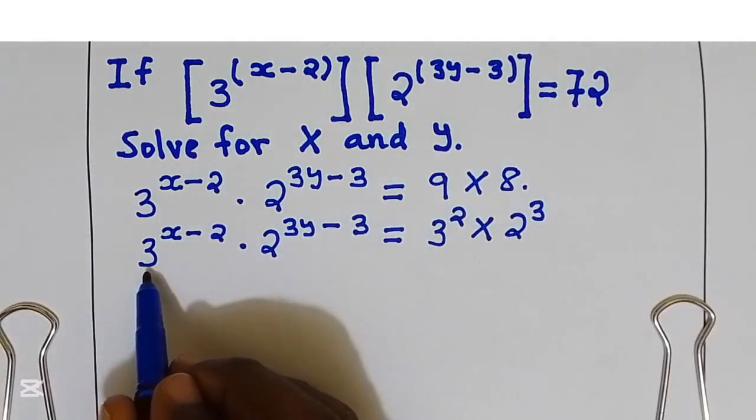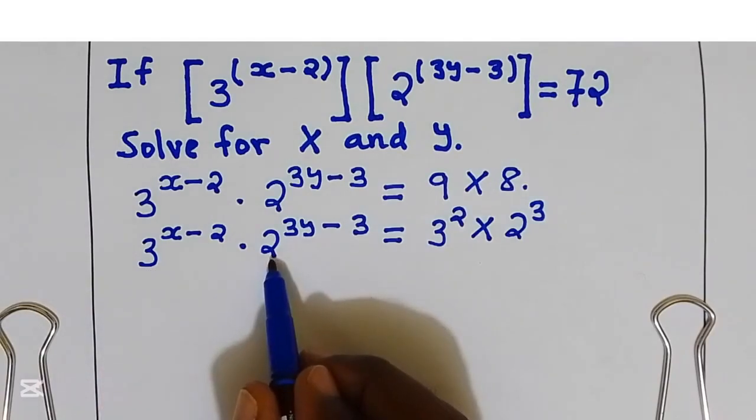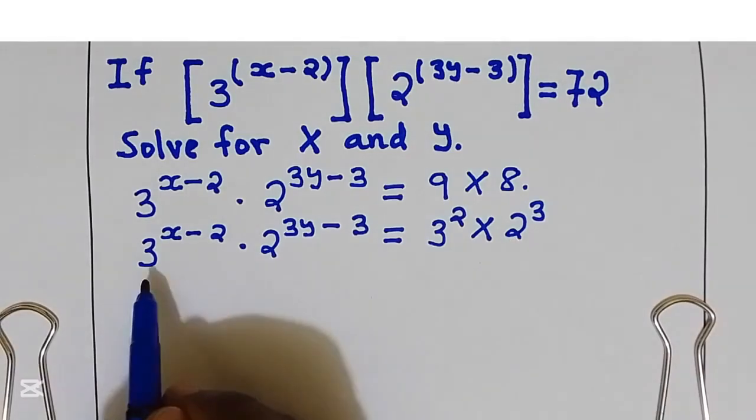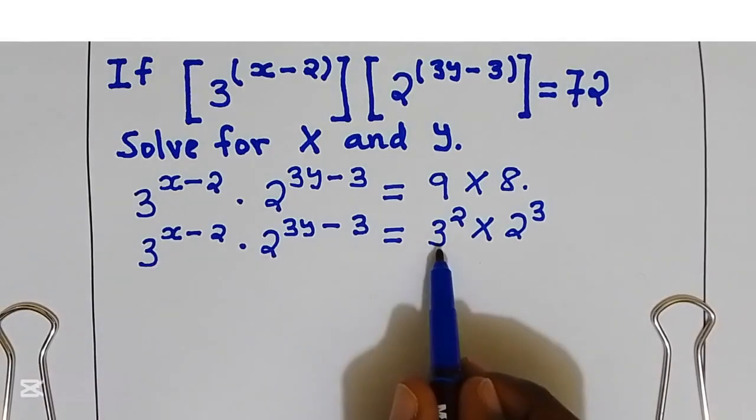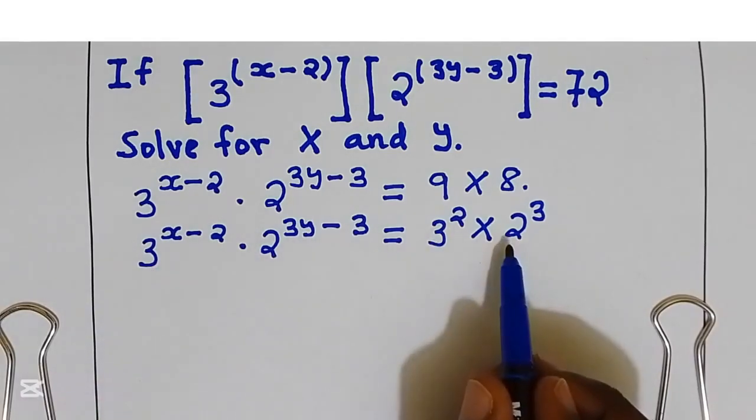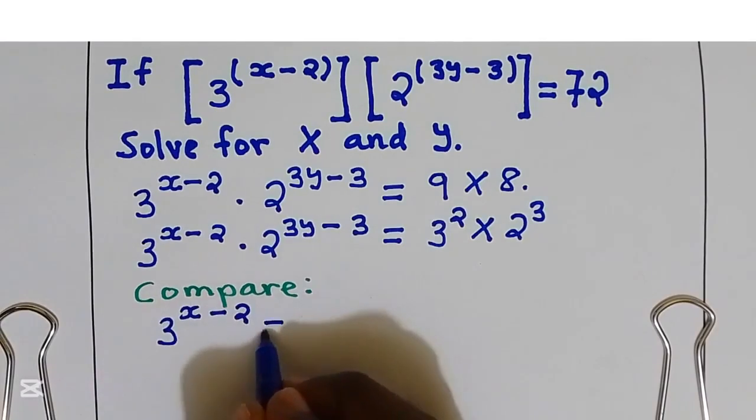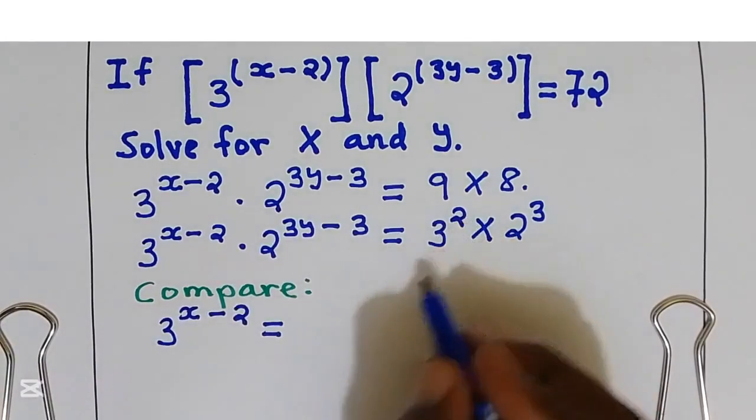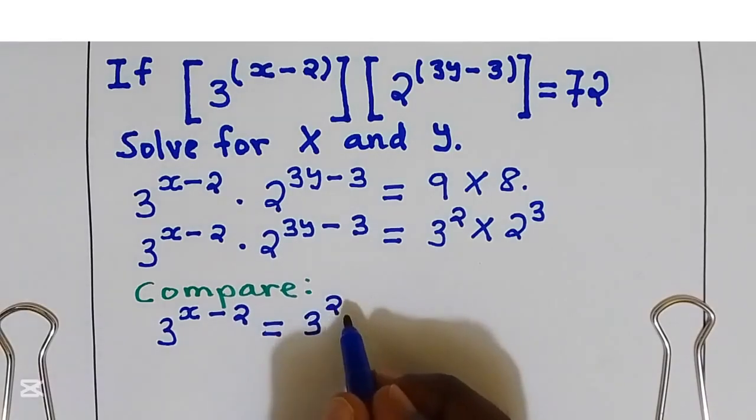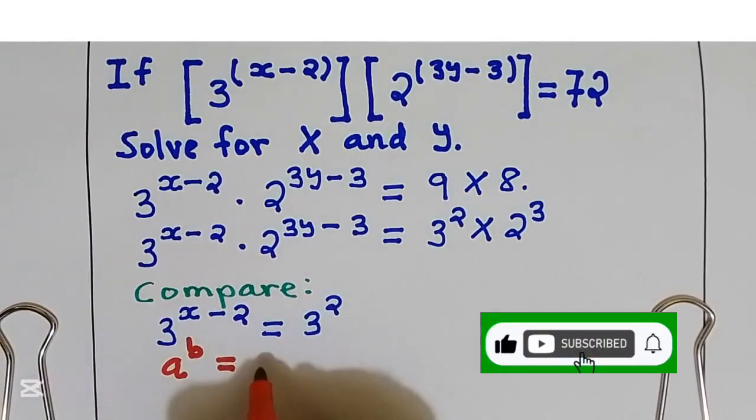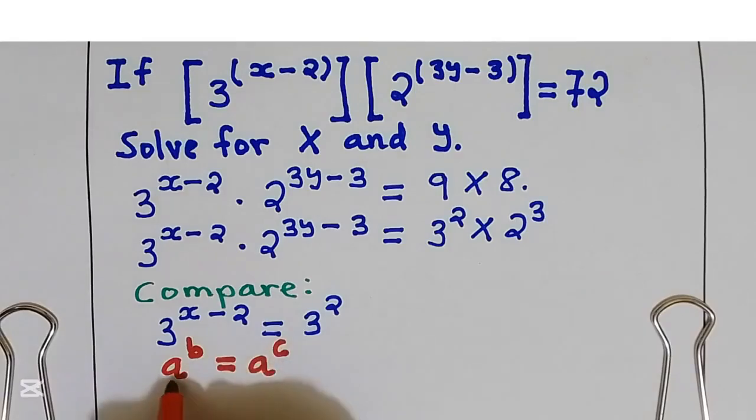At this stage, I have the base of 3 and 2 on the left hand side and the base of 3 and 2 on the right hand side. Here, I can compare the same base on the right hand side and the left hand side. 3 power x minus 2 is equal to, I'll compare with 3 power 2. If we have a power b equal to a power c, and the bases are the same, the exponent is going to be the same. Now b is equal to c.